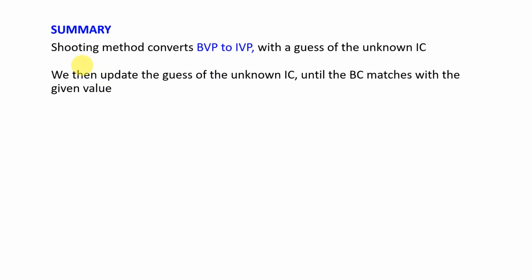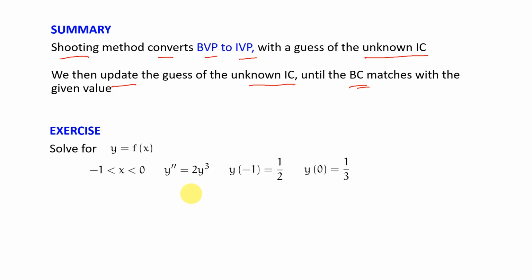Now to summarize the shooting method: in the shooting method we convert the boundary value problem to a set of initial value problems and we guess the unknown initial condition, and then we update the initial guess of the unknown initial condition until we have the boundary condition that matches the given value. This is a simple yet powerful technique which is used in a wide variety of ordinary differential equation boundary value problems. You can solve a small exercise problem.